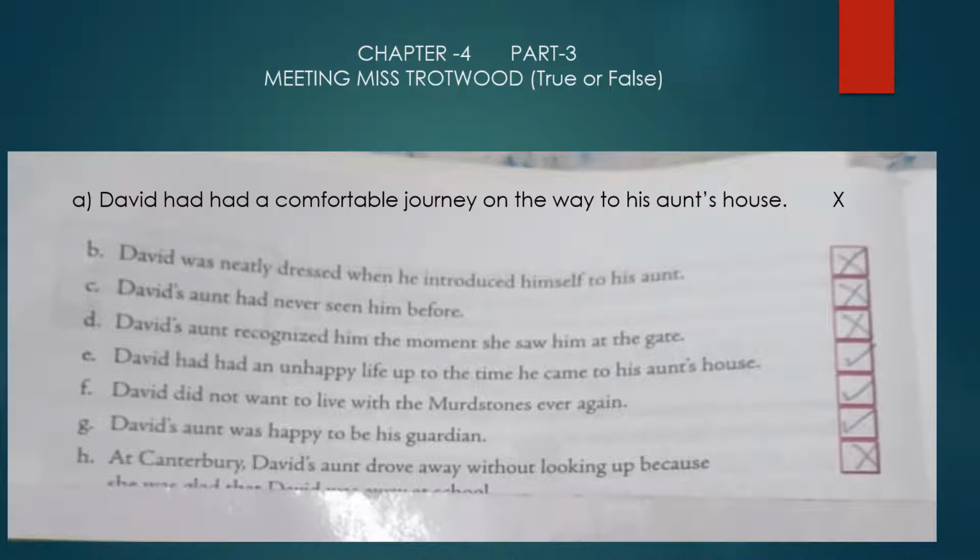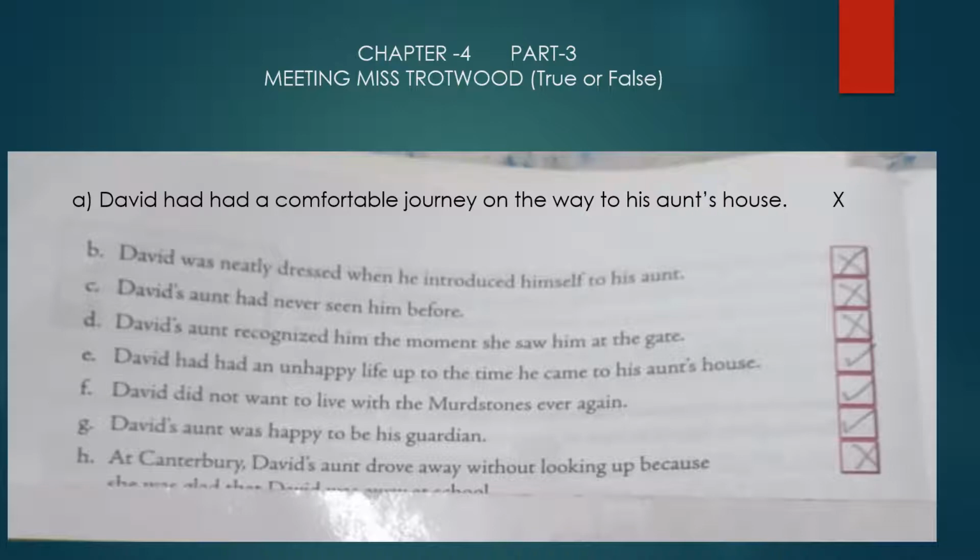G. David's aunt was happy to be David's guardian. Yes, she was a kind-hearted lady, decided to take his custody and became the responsible guardian. So that's why this sentence is true. David's aunt was happy to be David's guardian.